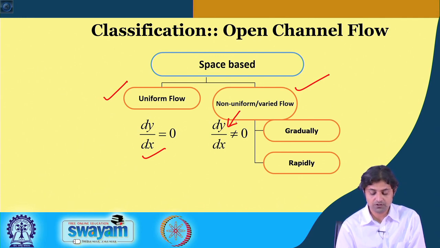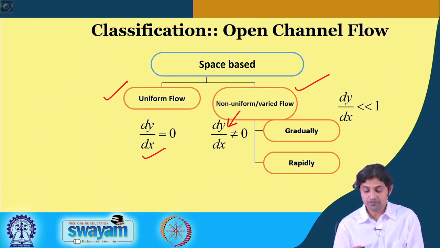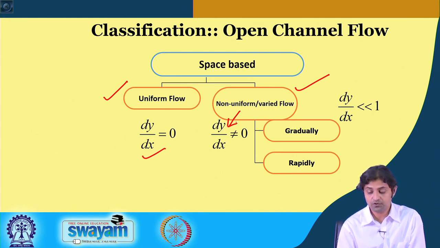One question that would come to your mind is, how do we know which one is gradually varied flow and which is rapidly varied flow. To get that definition, it is the same value of dy by dx that determines if the flow is gradually varied or rapidly varied. If it is a gradually varied flow, then dy by dx will be a very small quantity, much less than 1.